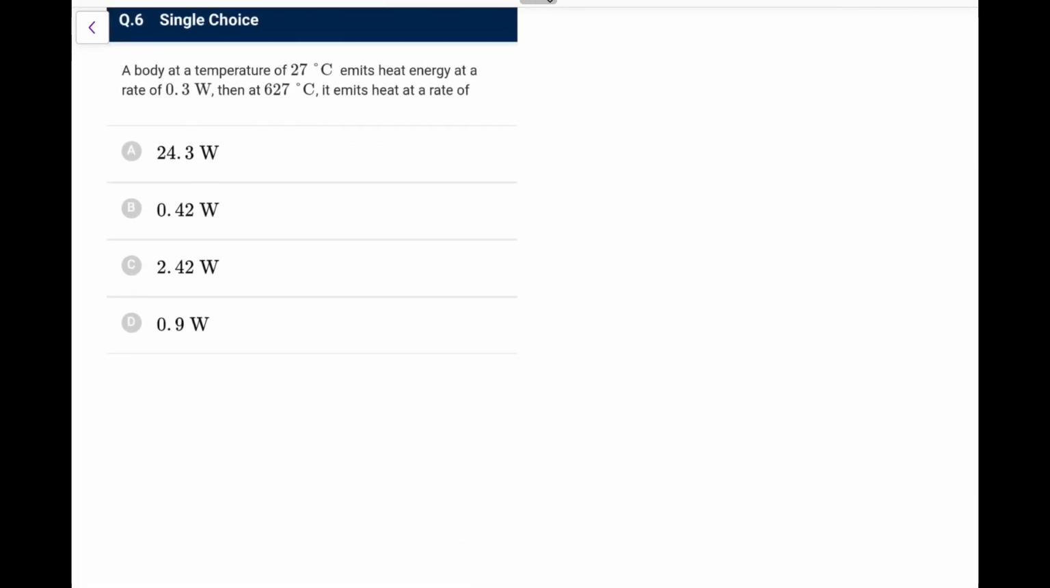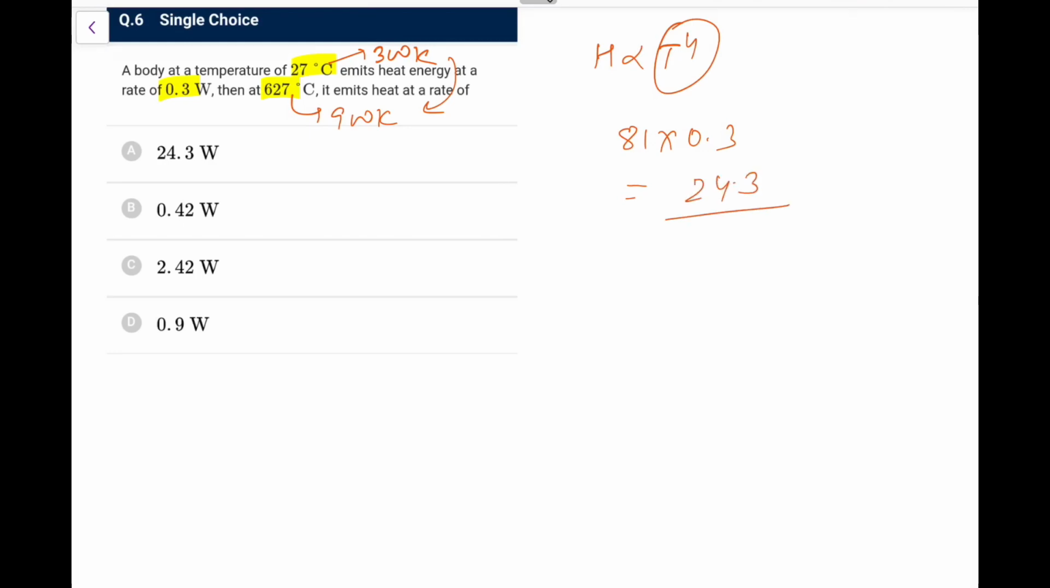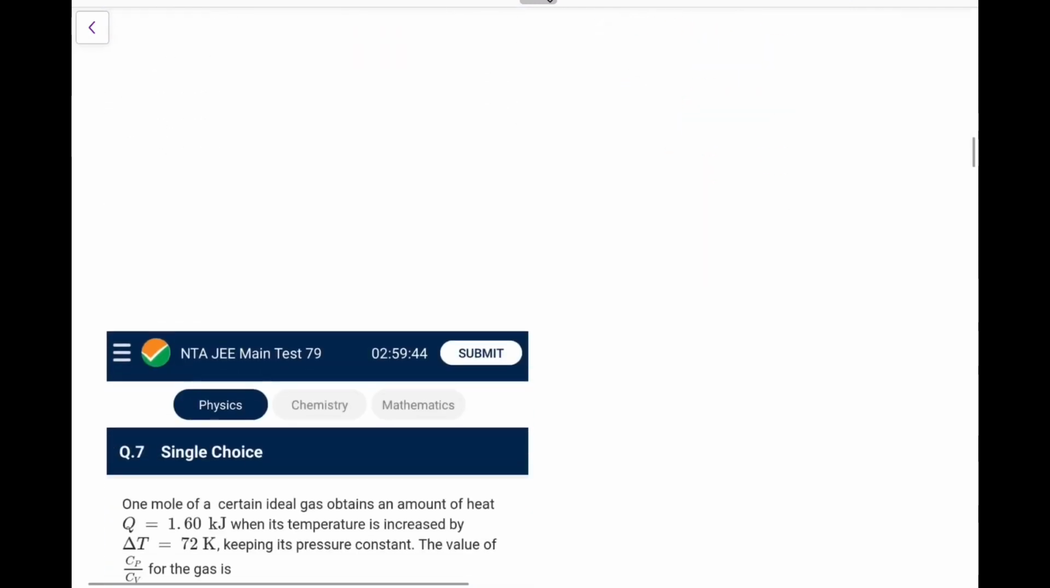Next, we have a body at 27 degrees that emits energy at this rate when it is at 627. So this temperature is 300 Kelvin, this temperature is 900 Kelvin. That means temperature is tripled. That H is proportional to T to the power 4. That is 3 to the power 4, that would be 81 times. So that would be 81 into 0.3, that is 24.3. I can go for 24.3. What is going to be the answer? Just you remember the proportionality.